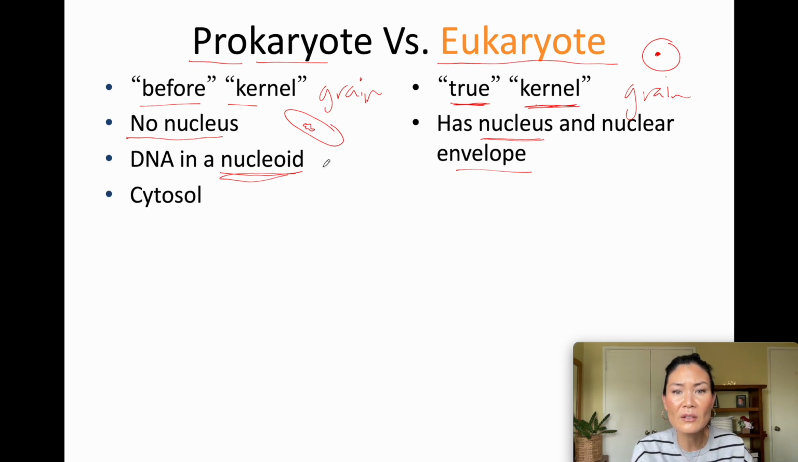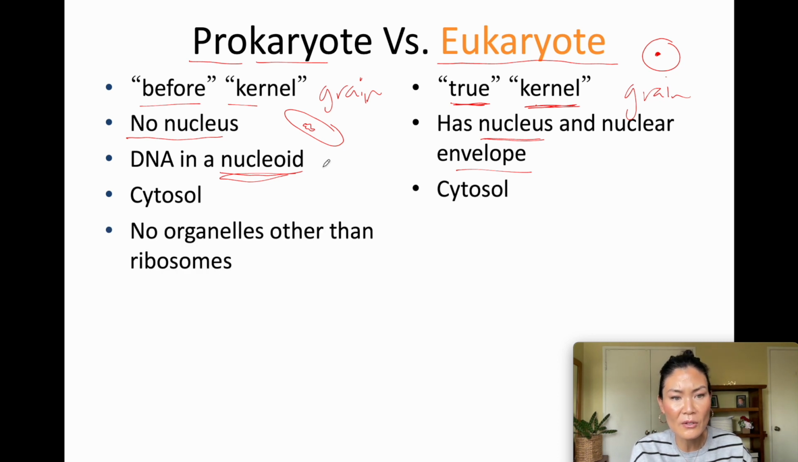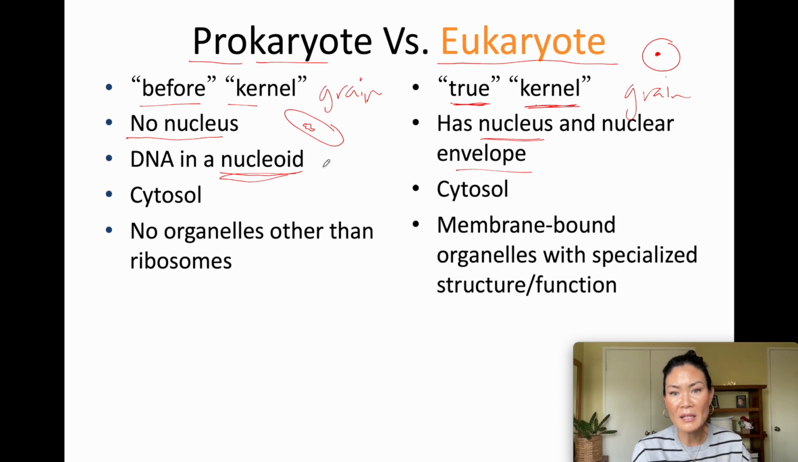So cytosol is that fluid. We have cytosol, and bacteria have cytosol. They have no organelles other than ribosomes that are going to make proteins. We have many membrane-bound organelles that have very specific structures and specific jobs, specific functions, and we're going to be going over that today in this video.